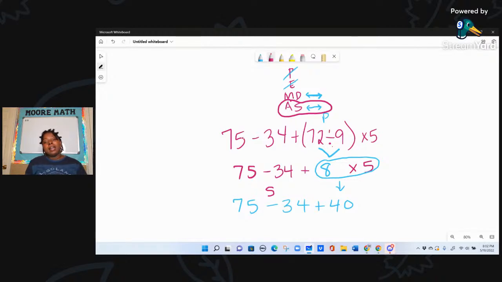Okay. So if you got, will it come out negative? No, it won't. Never mind. I was going to say if you got a negative number, you probably added first. But let's just say. So 75 minus 34, you're going to get 41. And 41 plus 40, tell me your final answer. What's your final answer?